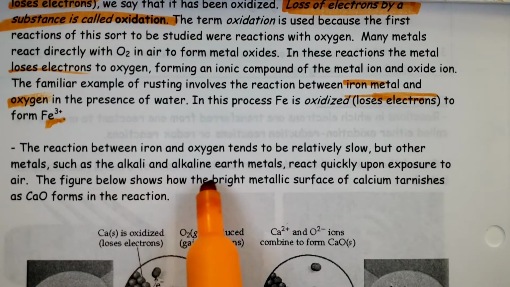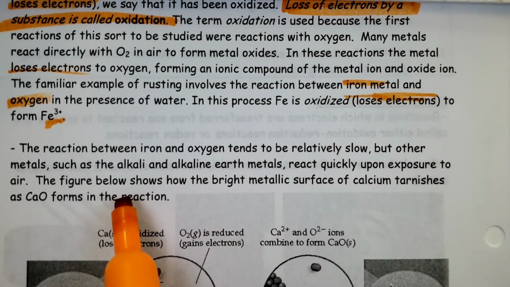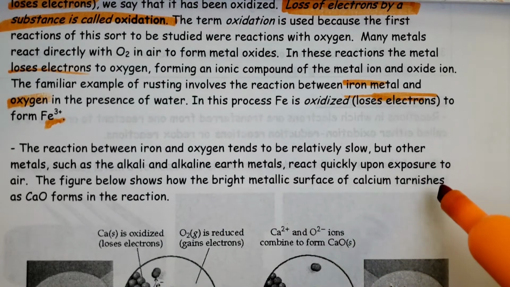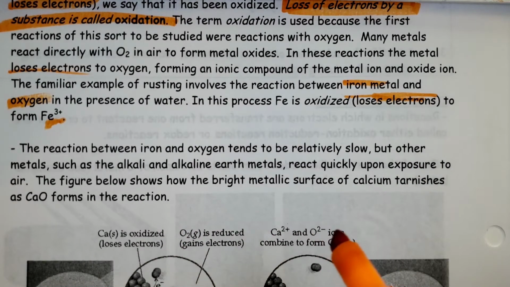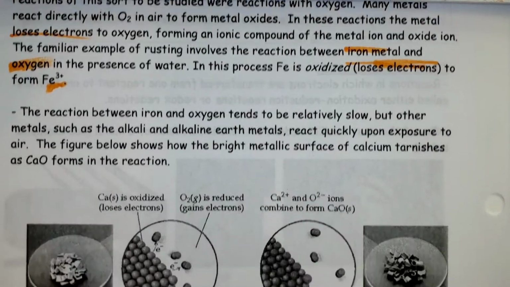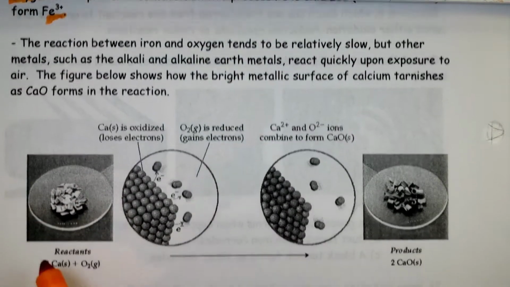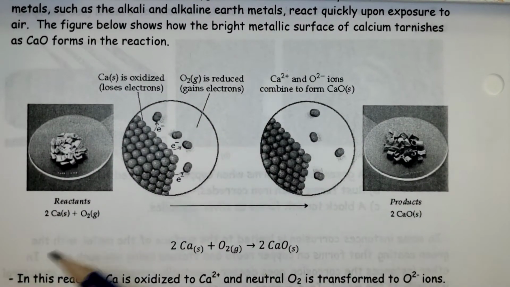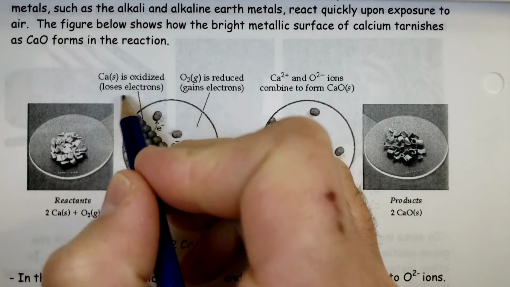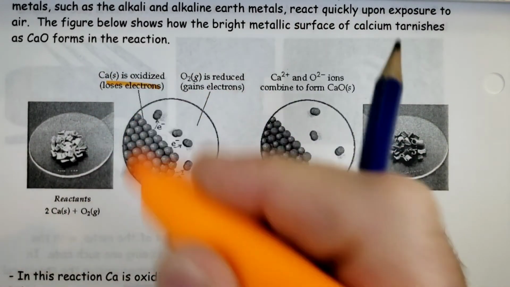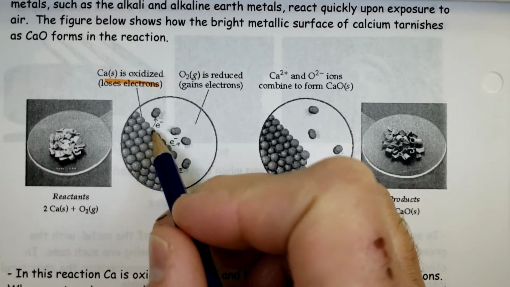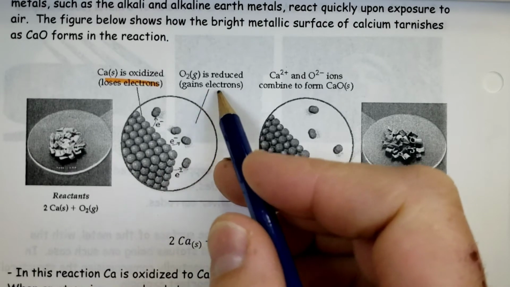The reaction between iron and oxygen tends to be relatively slow, but other metals such as the alkali and alkaline earth metals react quickly upon exposure to air. The figure below shows how the bright metallic surface of calcium tarnishes as calcium oxide forms in the reaction. So over here we have calcium, and if it's going to combine with oxygen, calcium is oxidized, and by that, of course, we mean it's going to lose electrons. You can see the surface, like a microscopic view here, that's losing electrons. Oxygen is reduced.